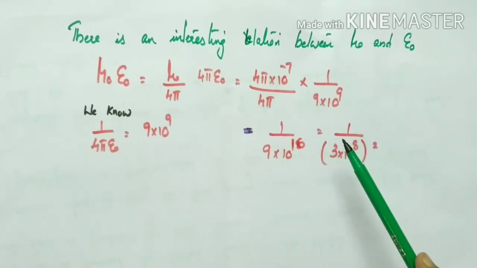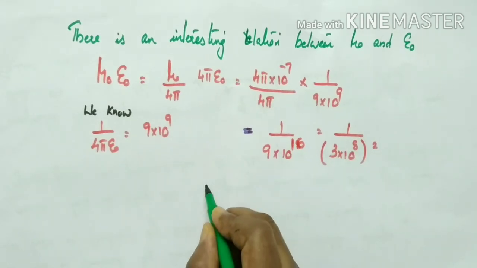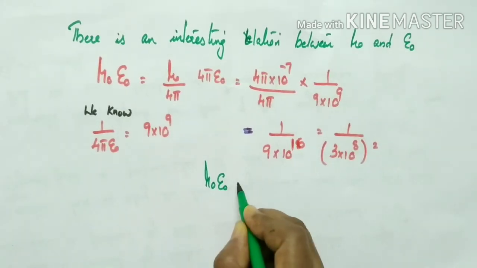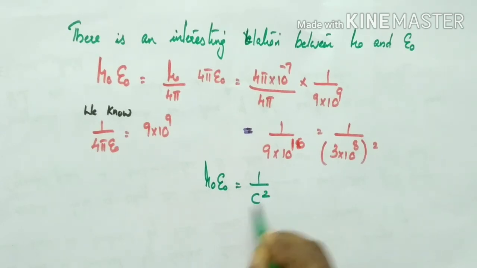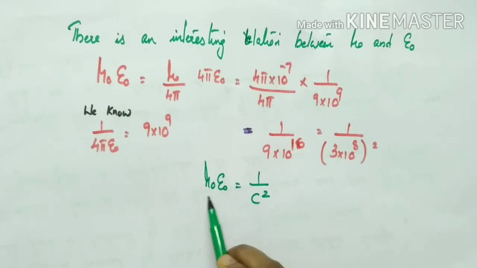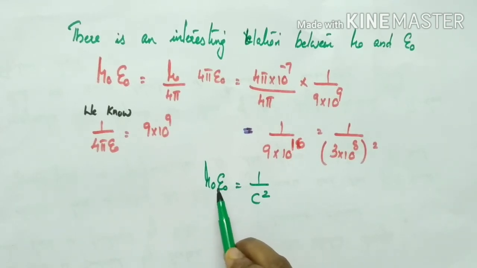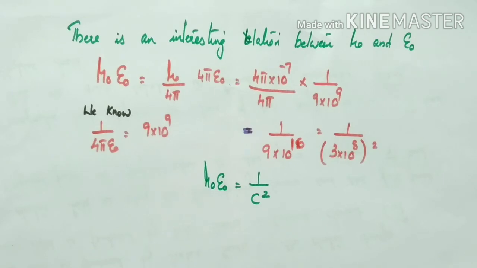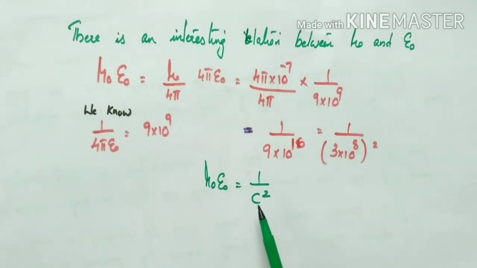What is this 3 into 10 raised to 8? You know it is the velocity of light. So, the interesting relation is mu 0 epsilon 0 equals 1 by c square. So, magnetism and electricity are interrelated. Okay, magnetism can produce electricity and electricity can in turn produce magnetism, and the relation between them is mu 0 epsilon 0 equals 1 divided by c square. Here c is the velocity of light, and the relation between electricity and magnetism, mu 0 and epsilon 0, is 1 divided by c square. Okay.